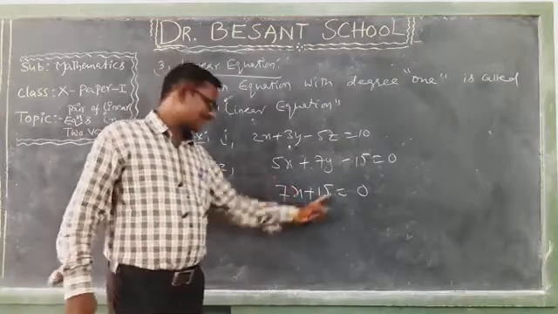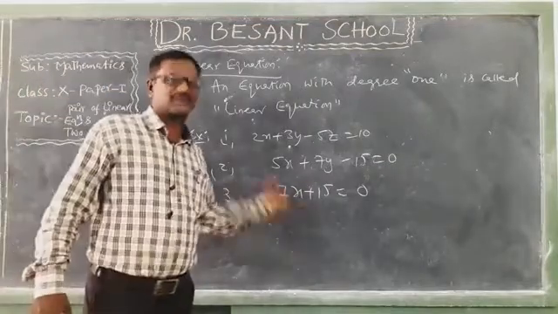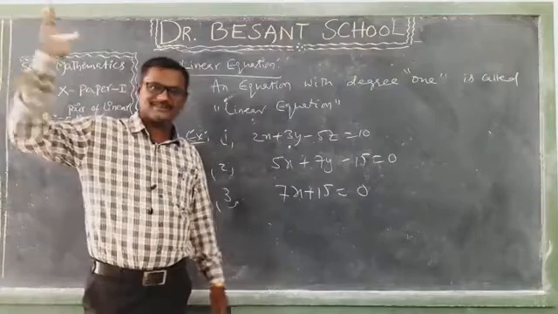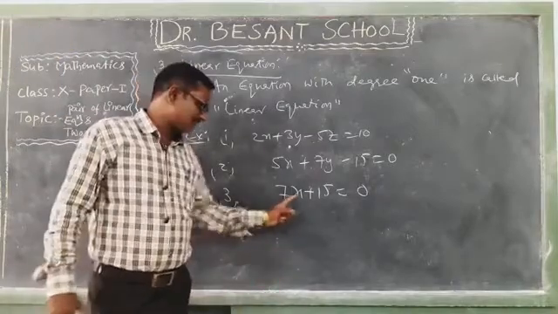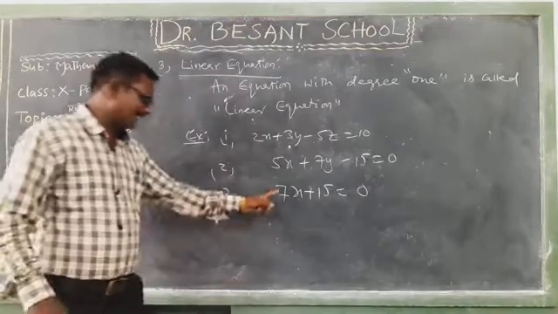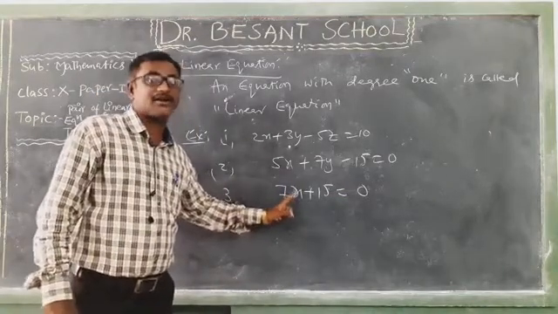An equation with degree 1 is called a linear equation. Of course, it is a linear equation in 1 variable. That is called a simple equation. We have learned simple equations in the previous classes. An equation with degree 1 in only 1 variable is called a simple equation.